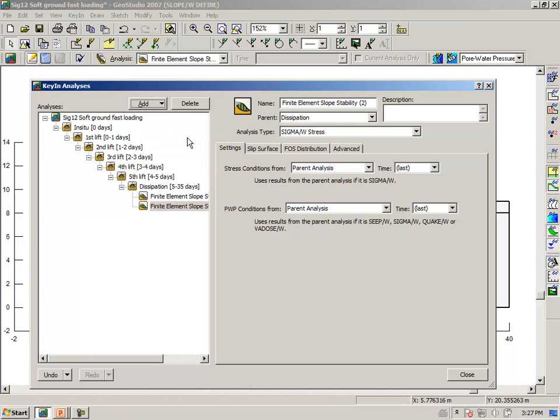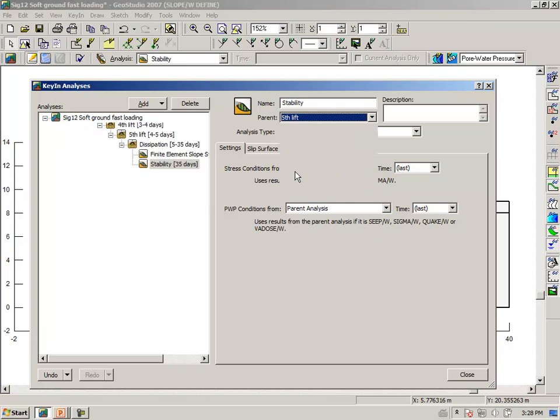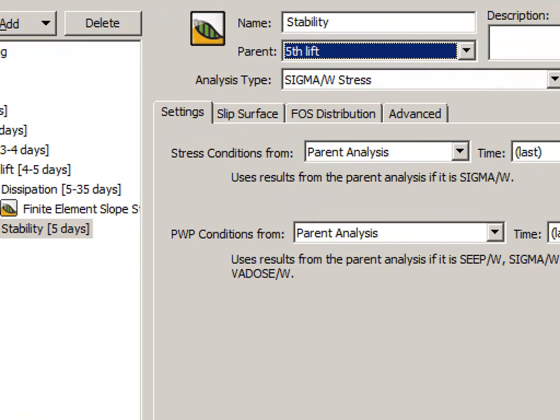Slope W, sigma W stresses. And what we want to do, let's call this simply stability. Our parent is the fifth lift, when we had the highest pore water pressure conditions. We're going to get our stresses from the parent, which was the fifth lift.